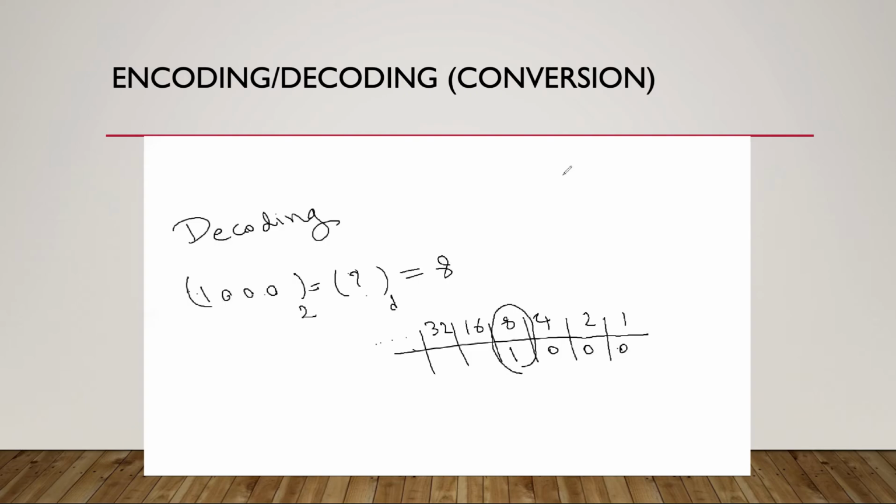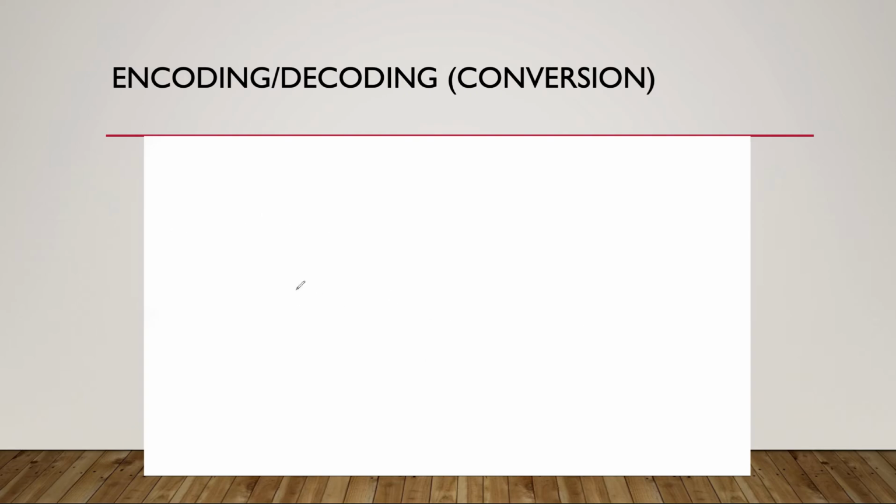Let's have another example, okay? For decoding, I have 1, 1, 0, 1, 1. Okay, what's the equivalent of this? I can just have it here. I draw the table. Okay, now here 1, 2, 4, 8, 16. That's enough.